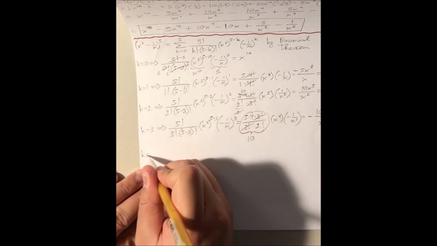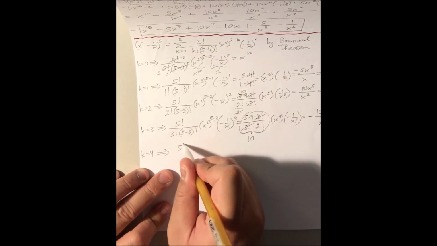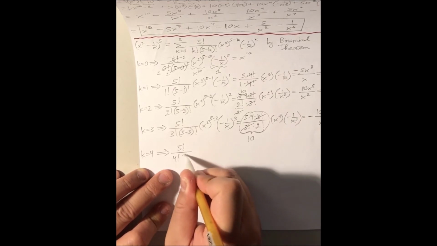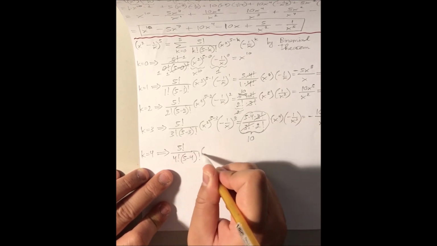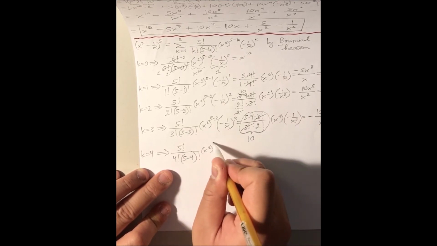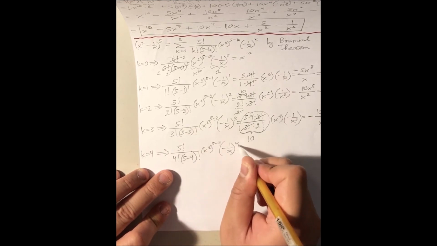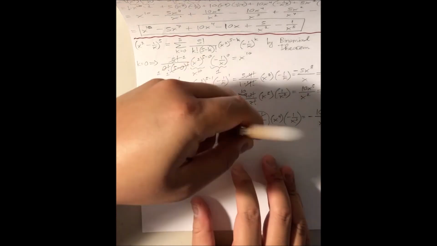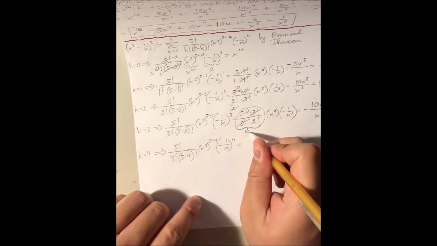When k equals 4, we got 5 factorial over 4 factorial multiplied by 5 minus 4 factorial times x squared raised to the 5 minus 4 times negative 1 over x raised to the 4th. And let me erase this number 10 real quick. Sorry about that. And this is positive 10.